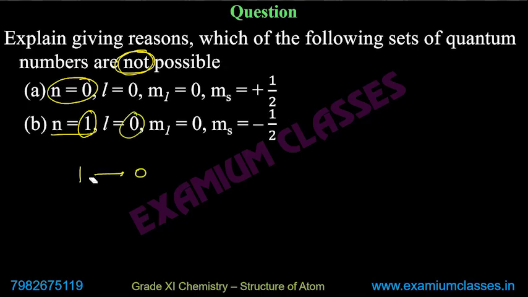So yes, it is possible. Within the S subshell, minus half will be possible. The S subshell has only one orbital, and that orbital can have one electron having minus half as the spin. Okay. So it is possible.